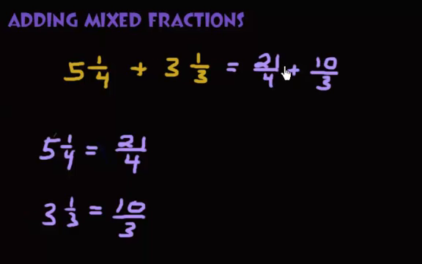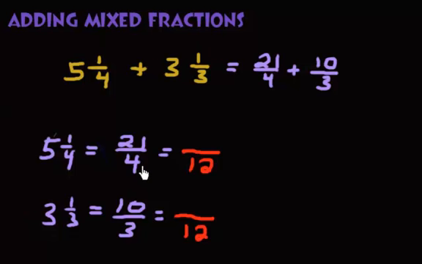Now that I have them as two improper fractions, I have to add them. I can only add them if they have the same denominator. So we need a common denominator between 4 and 3. So I need to find the least common multiple of 4 and 3. Now it's going to be 12. So what I'm going to do is go back to these two fractions right here, and convert them so that they have the same denominator of 12.